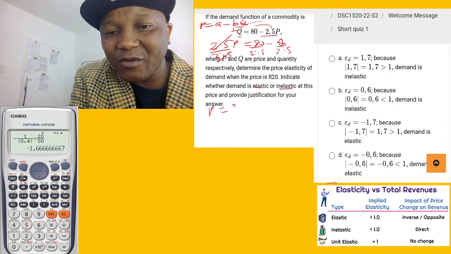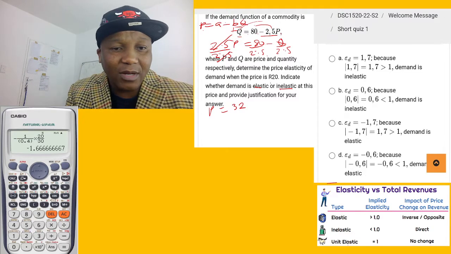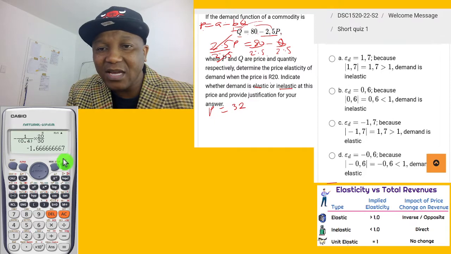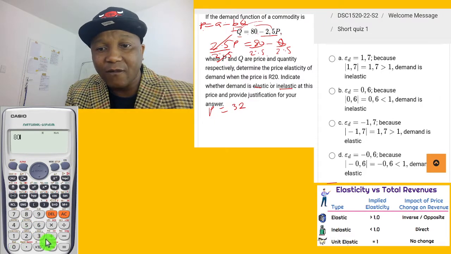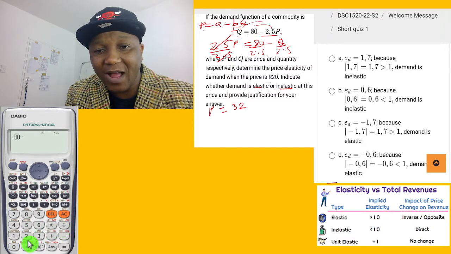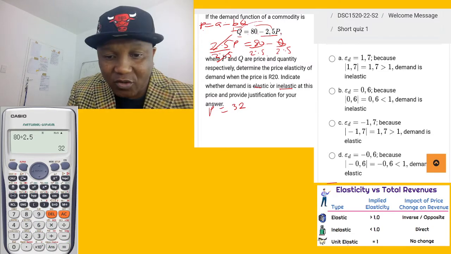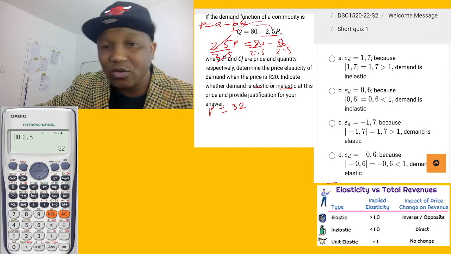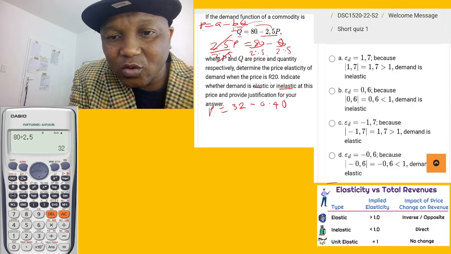Now 80 divided by 2.5 equals 32, I believe. You can use a calculator here: 80 divided by 2.5, boom, 32. So we write 32 minus 1 divided by 2.5, which equals 0.4Q. All right, so this is the equation we want.